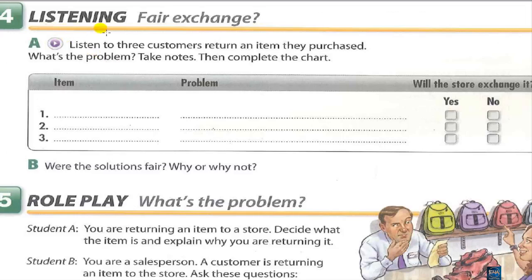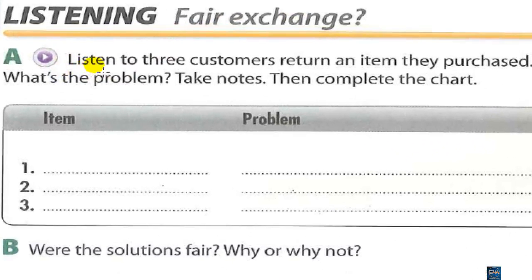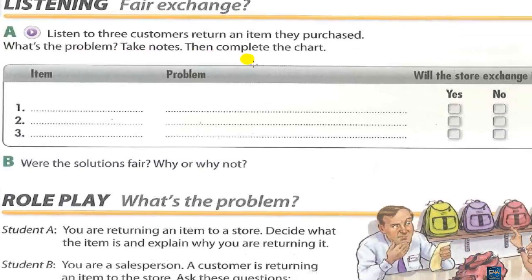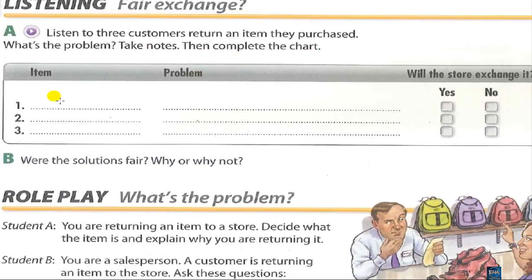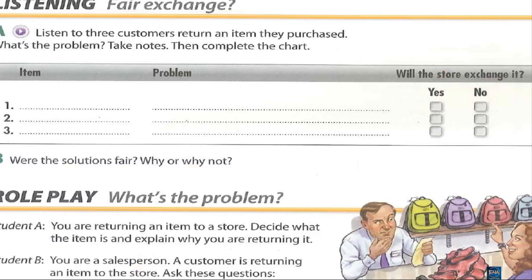Exercise number 4, listening. Fair exchange. Here, you're going to listen to three customers, 1 to 3, return an item. They return things they purchased, things they bought. What's the problem? Take notes, then complete the chart. What is the item? What's the problem? And will the store exchange it? Will the store replace it or not?